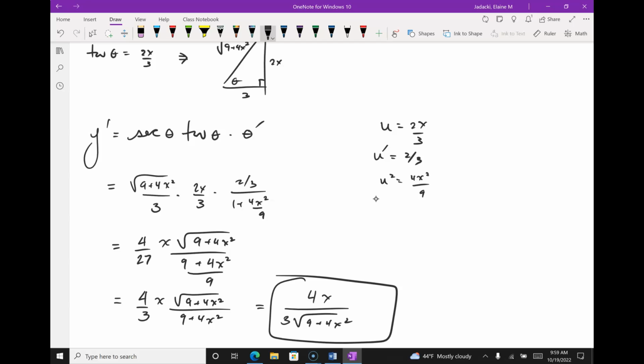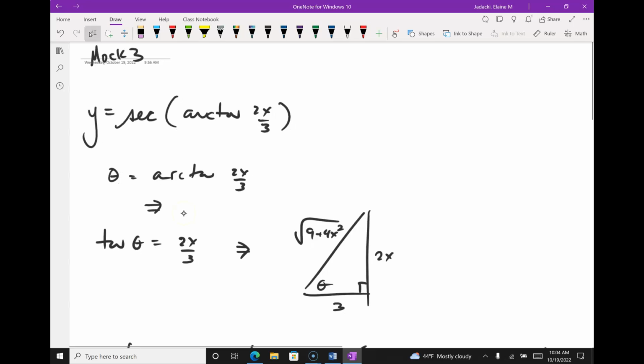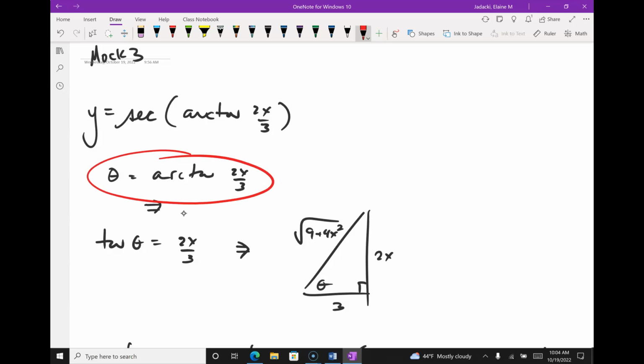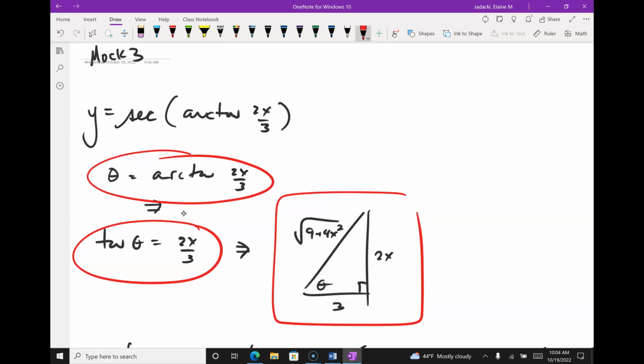Anybody get there? Of course, I probably made a mistake because I'm going so fast. The secant of the arctan of 2x over 3. And I notice I have an inverse trig. That means I have a trig. That means I have a triangle. I don't know if I need it, but I want to think that way anyway. And you'll see we'll be doing lots of these trig substitutions in Calc 2, okay?